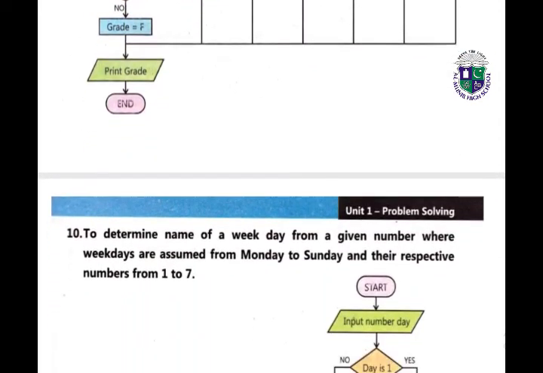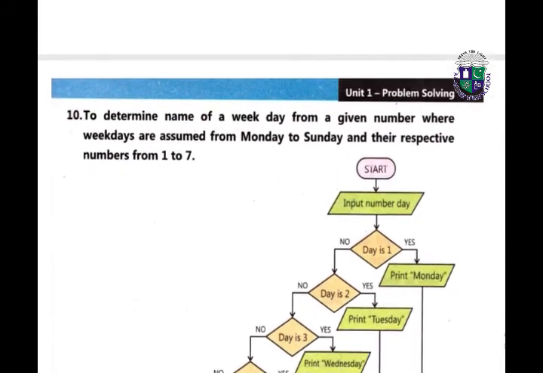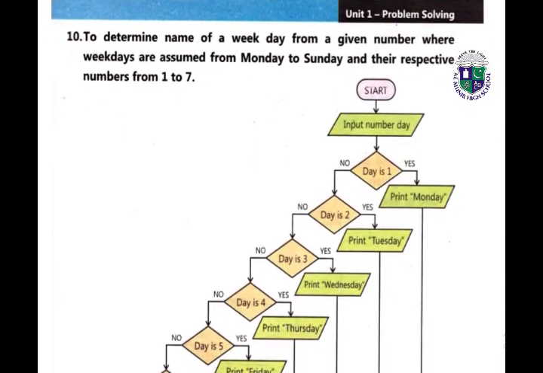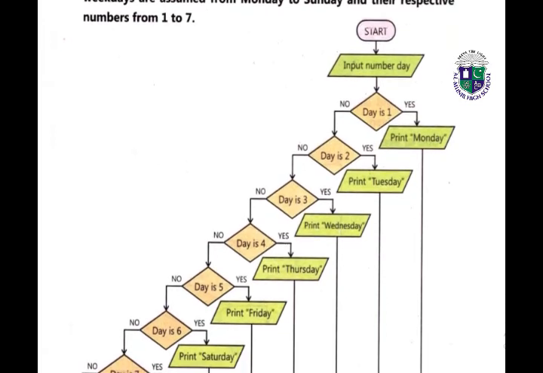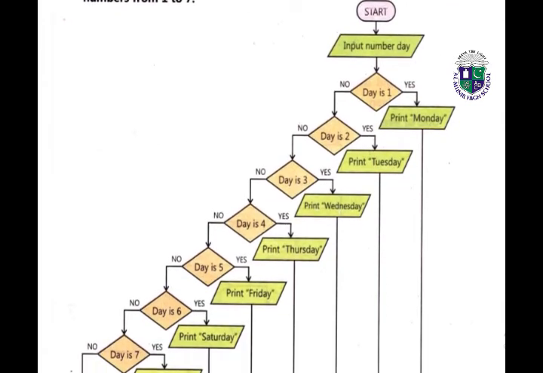And number 10, to determine the name of a weekday from a given number, where weekdays are assumed from Monday to Sunday and their respective numbers from 1 to 7. So same as we have studied in the above example, this example is also the same. Here we will start our flow chart. Next, in the input we will give the input number or day.